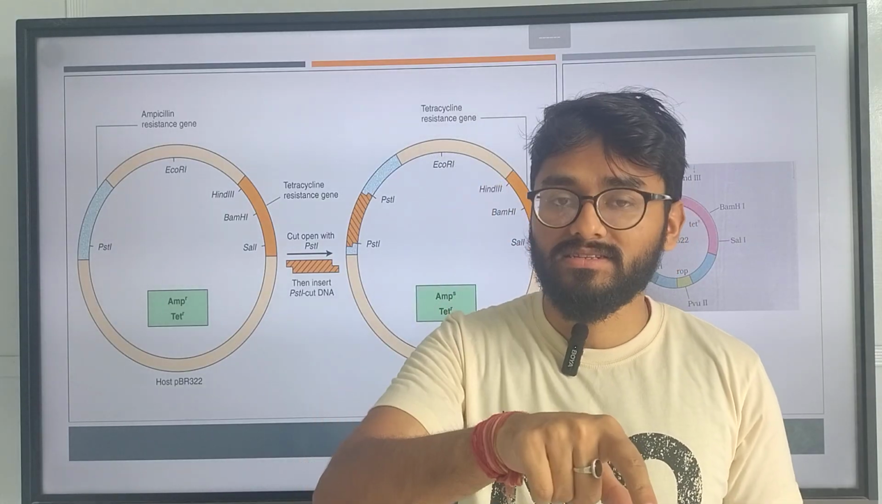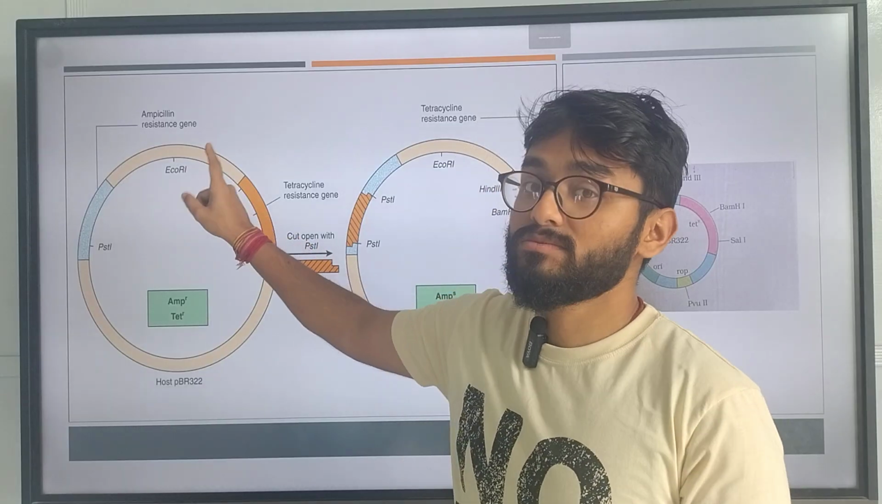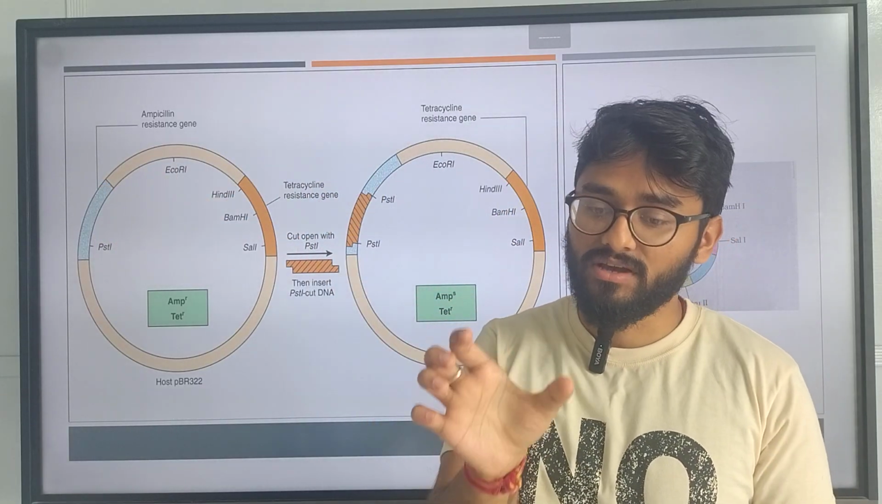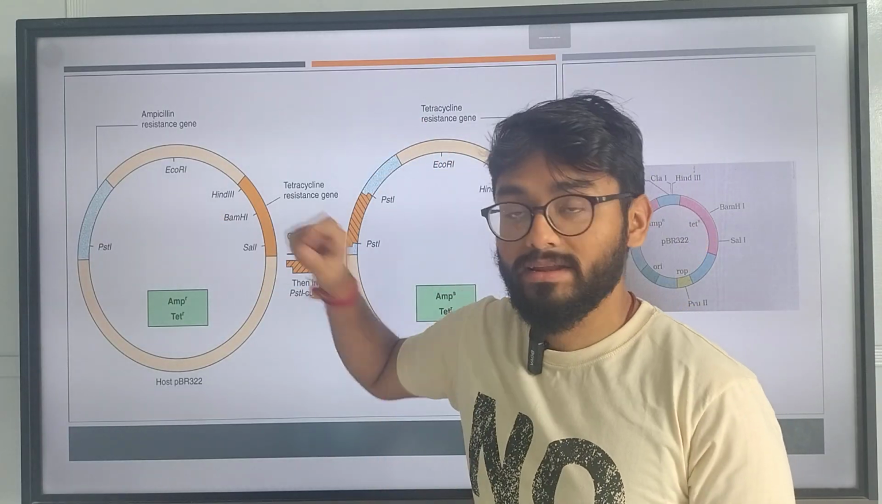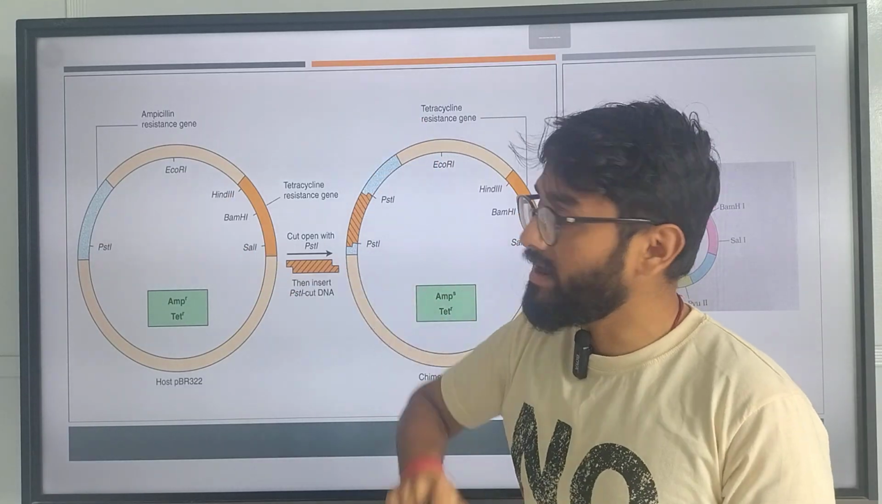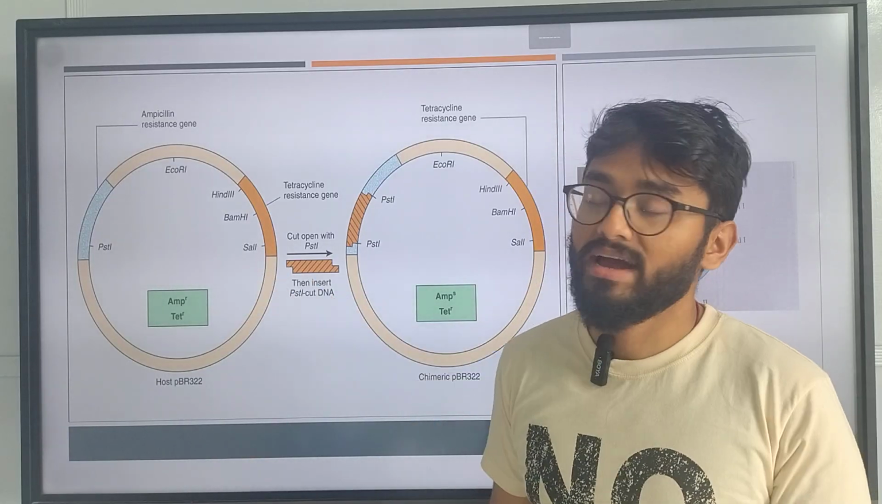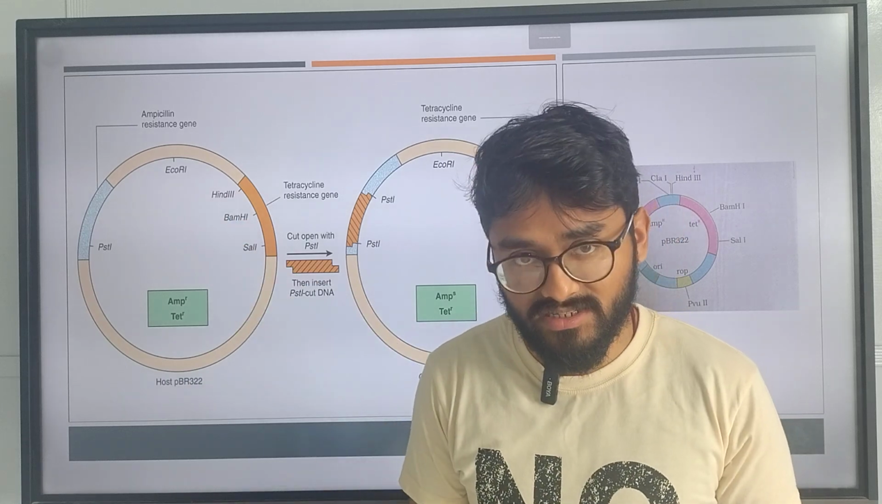Okay, and in that sense only, it will be specific as to where it starts and where it ends. That means a very specific portion will be cut if you add EcoRI, if you add HindIII, if you add BamHI, and if you add SalI. That means all of these are restriction enzymes.